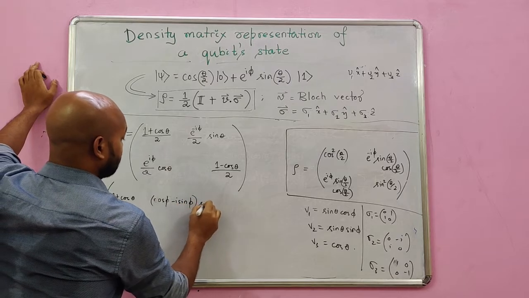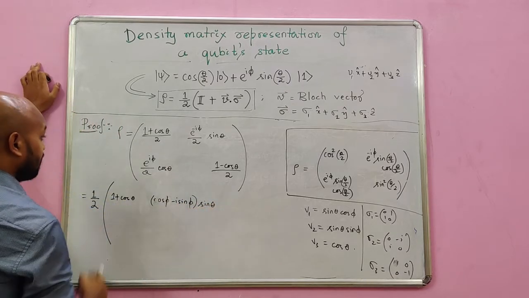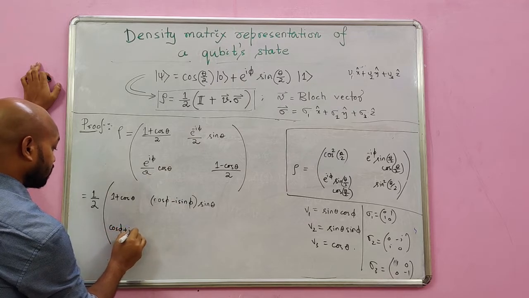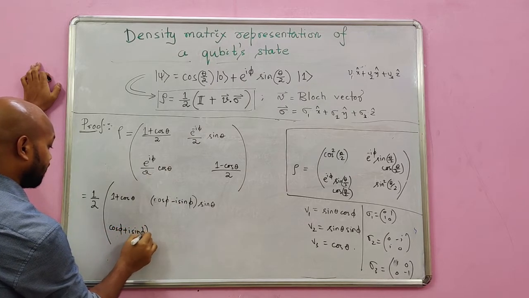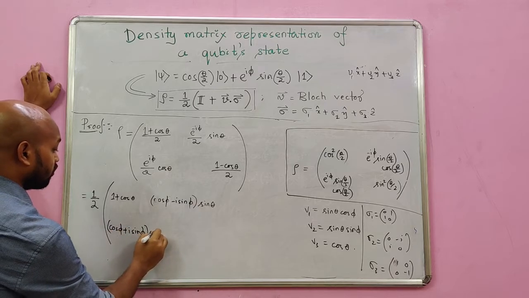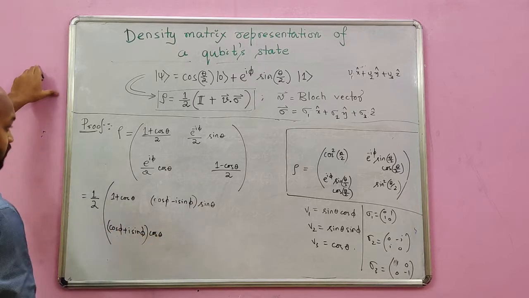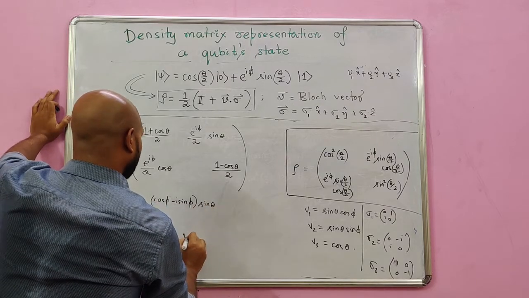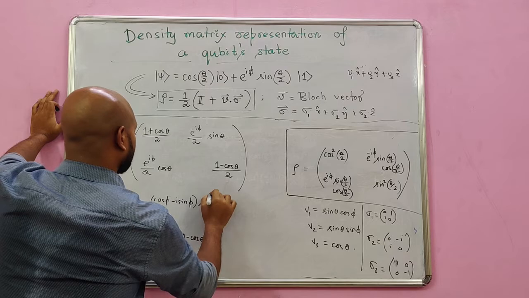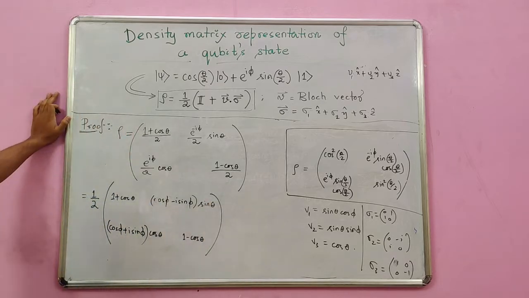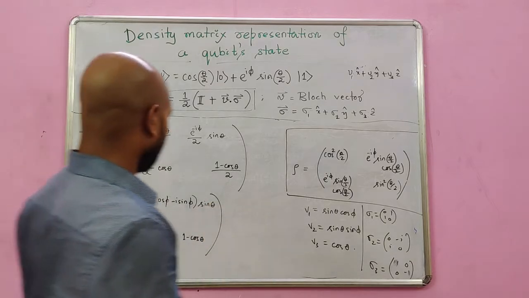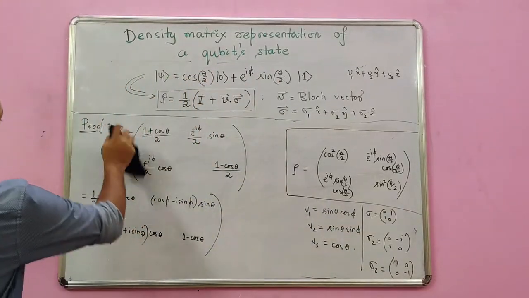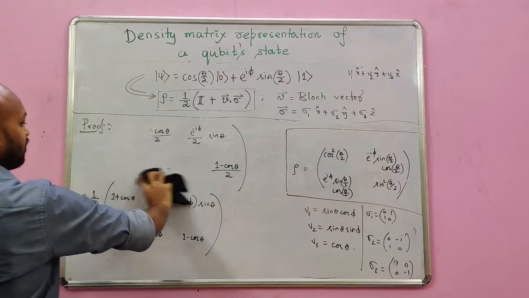times sin theta, and this one becomes cos phi plus i sin phi cos theta, right? Okay, and then I have a 1 minus cos theta. Alright, let's write the next step then. I write the next step here above it.